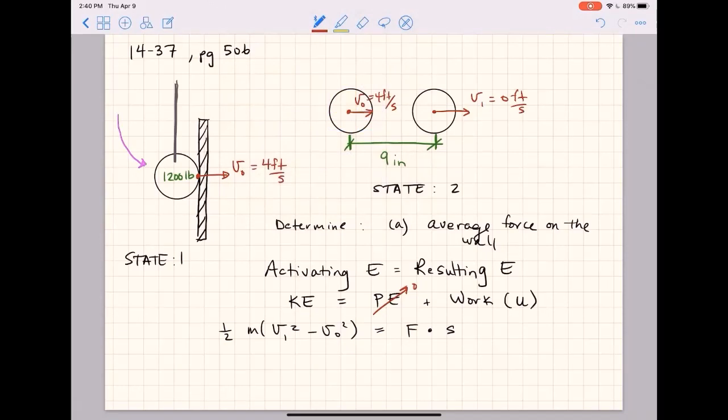So let's go through each of these terms. Do we have a mass? Well, we don't have a mass, but we do have a weight. So yeah, we can solve for that, no problem. Good. Do we have a v1 and a v naught? Sure we do. V1 is 0, and our v naught we have 4 feet per second. Do we have a force? No, but that's what we're solving for. Do we have a displacement? Yeah, the displacement is in that x direction. And so obviously the force we're going to find has to be in that x direction as well.